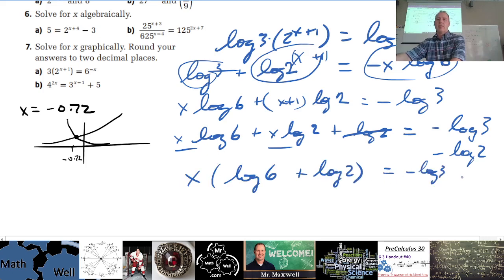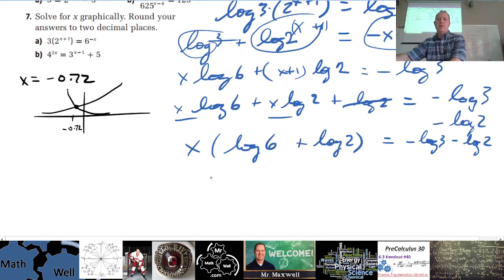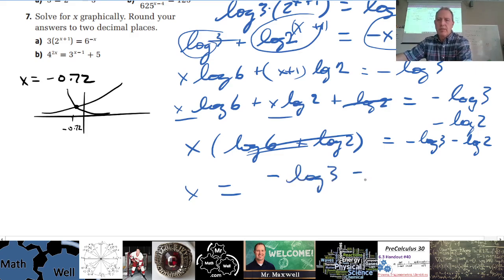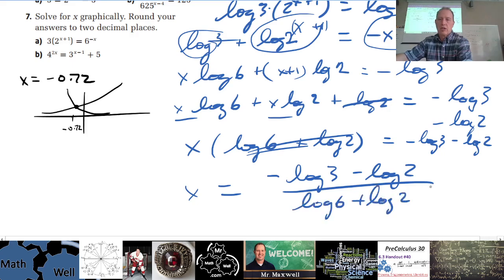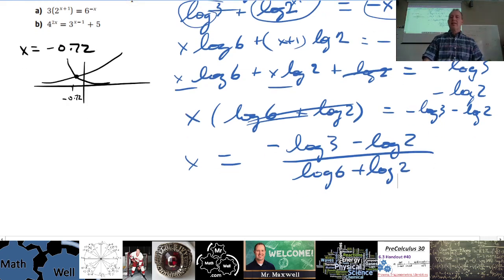Negative log 3 minus log 2. And then you would divide both sides by this right here. So you can pull a negative out of there if you want. You wouldn't need to. So this is divided by log 6 plus log 2. You can simplify that a little bit more with the addition and stuff like that, but you can just plug it into your calculator as well.